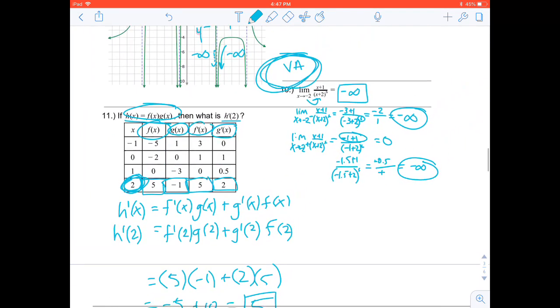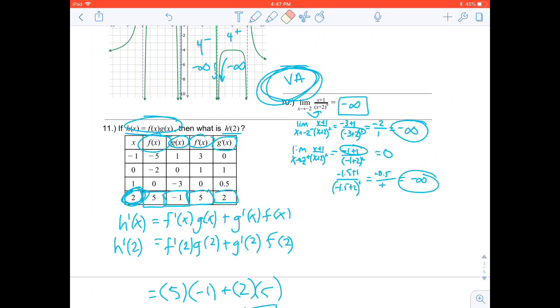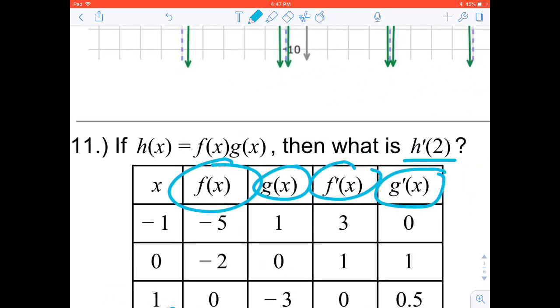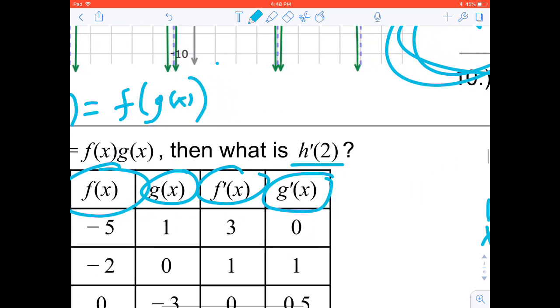Okay. These are very popular types of problems, types of AP problems, where they'll define a function. Maybe they'll do h of x is equal to f of g of x. So you would need to apply the chain rule in this case because you have a function within another function.